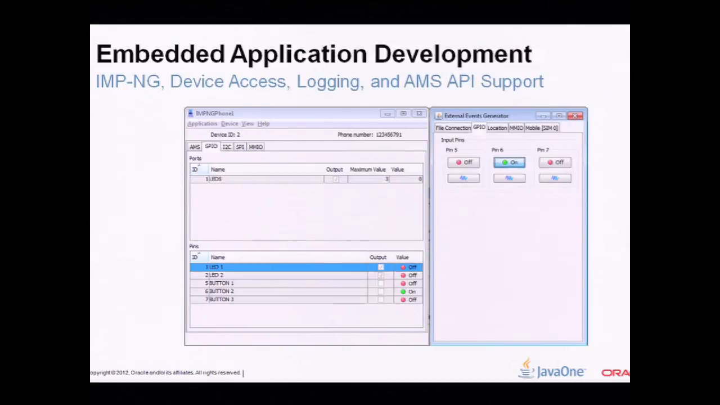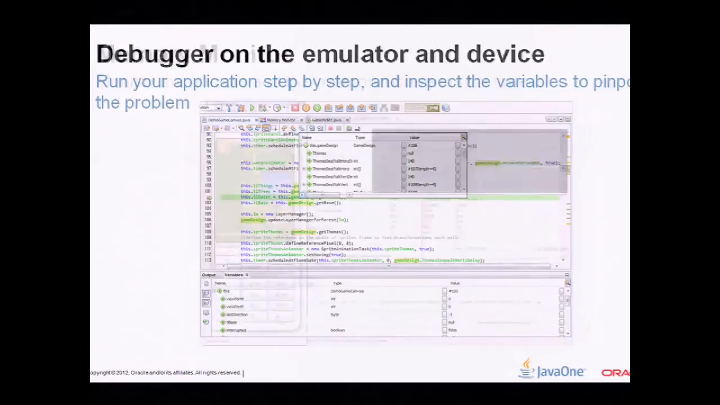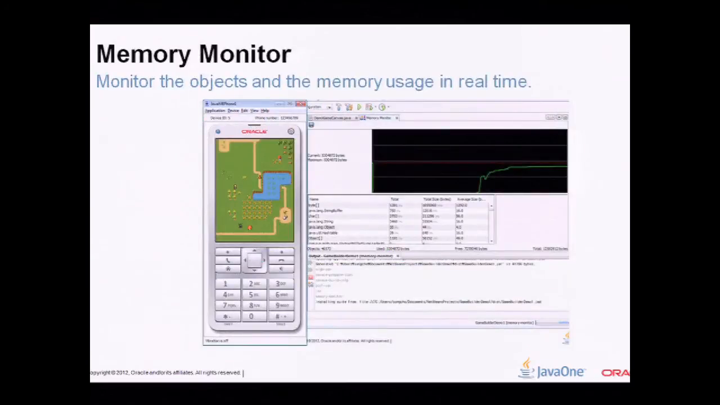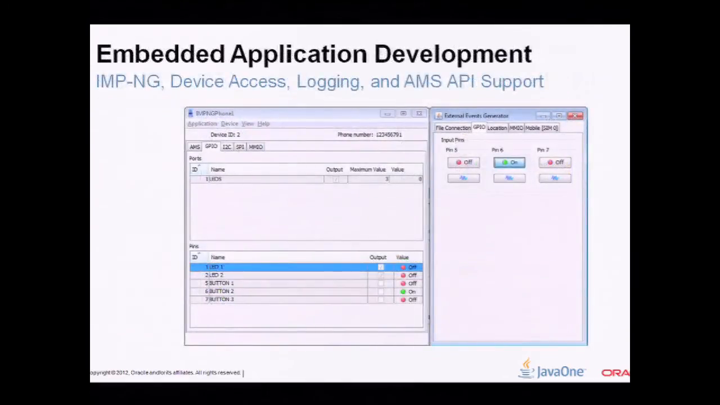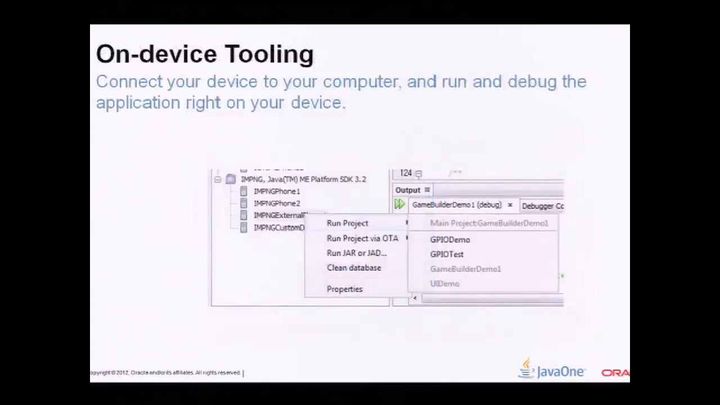This is a new emulation environment that we have added in this release, which is embedded application development. You can see how it's different from this screen over here. That's the emulator for mobile devices. And here's the new emulator for embedded devices. With embedded devices, you want to control general purpose I/O, I2C, SPI, memory mapped I/O. You want the emulation for these ports. So we added these features. Lastly, which I'm also going to show you, is on-device tooling.